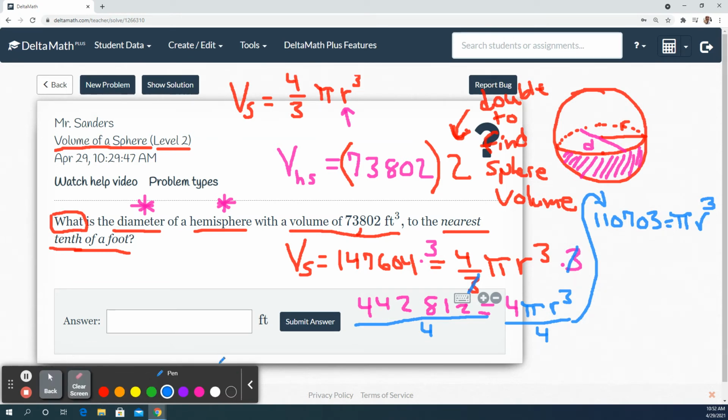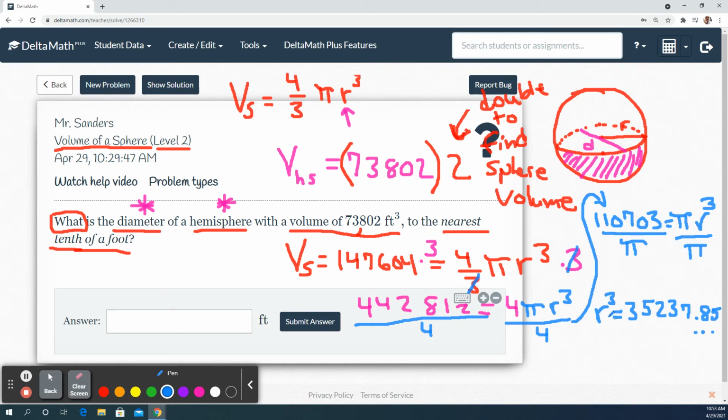All right. Then, to get r by itself, the next step would be to divide by pi. Divide by pi, got to do it to both sides. Divide by pi. All right. Answer divided by pi. All right. And now I get r cubed is equal to 35237.85, and there's a dot, dot, dot that keeps going on forever.